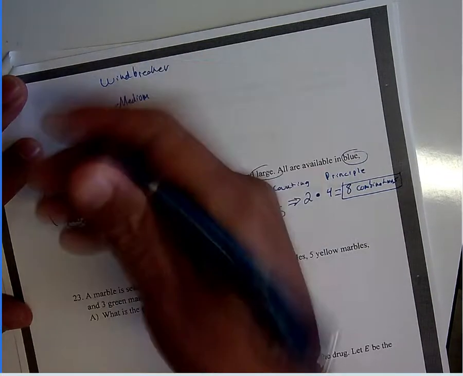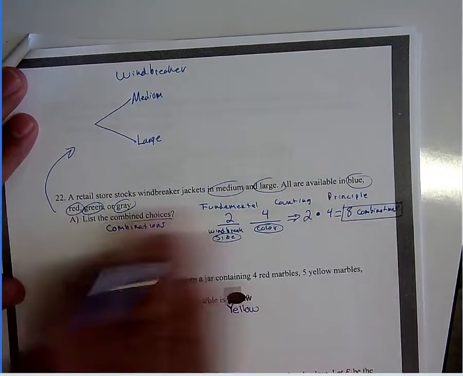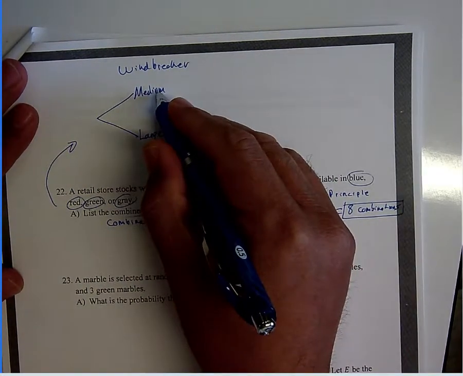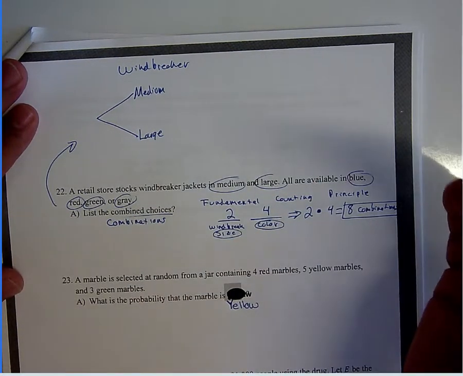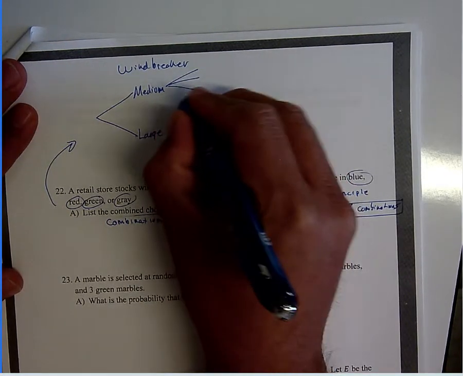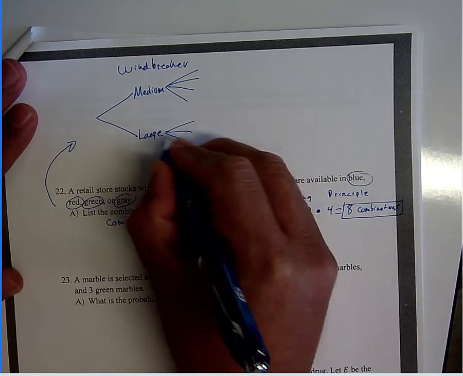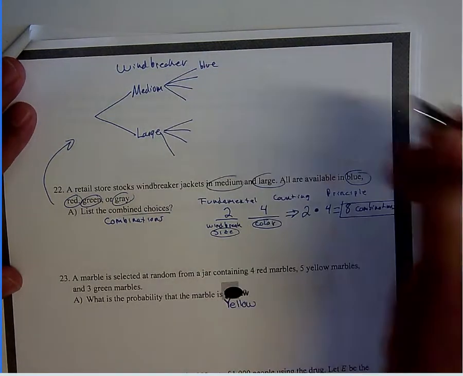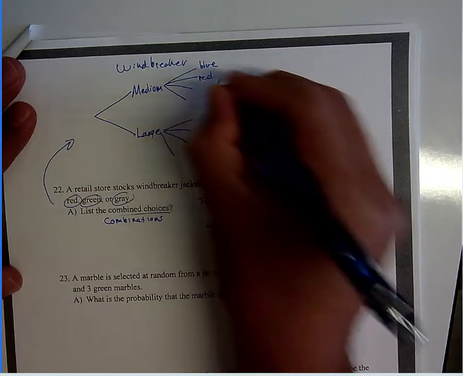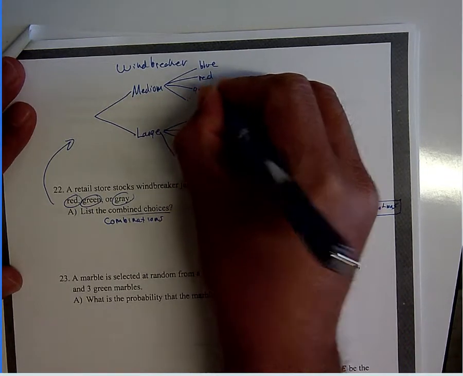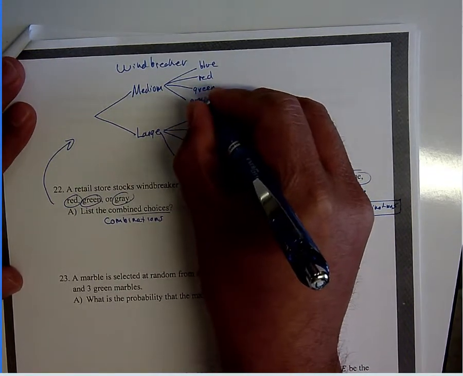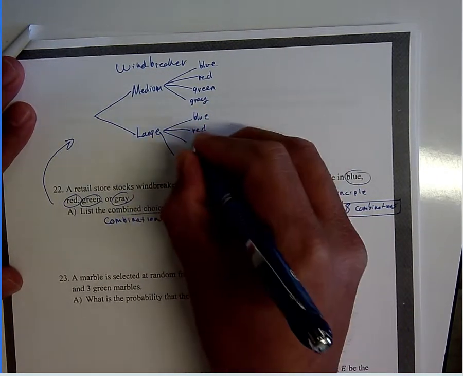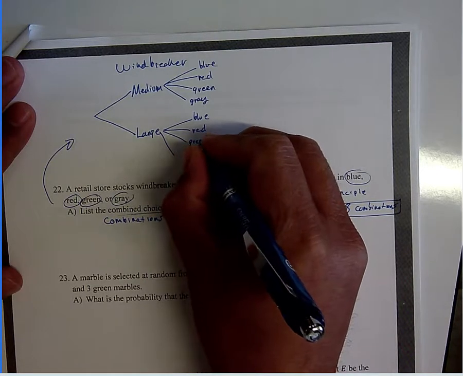Different choices, different combinations of how you can buy this windbreaker. You can buy medium or large. After that, for each of these, we have four options: 1, 2, 3, 4. This medium, you can buy it in blue, in red, in green, and in gray. Same with this: blue, red, green, and gray.